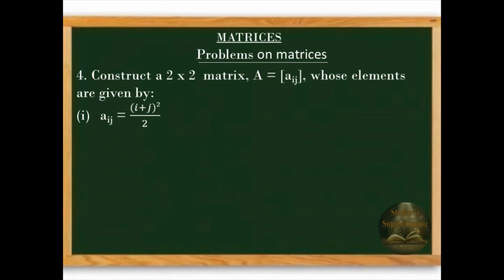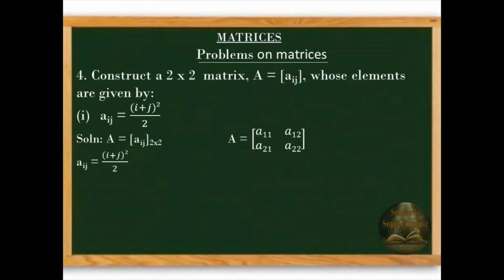So here the solution is, we have to write the matrix A equal to [aij], that is a 2 by 2 matrix. So the 4 elements are what? a11, a12, a21 and a22. So aij is equal to (i plus j) whole square by 2. It's the given formula, the given expression.